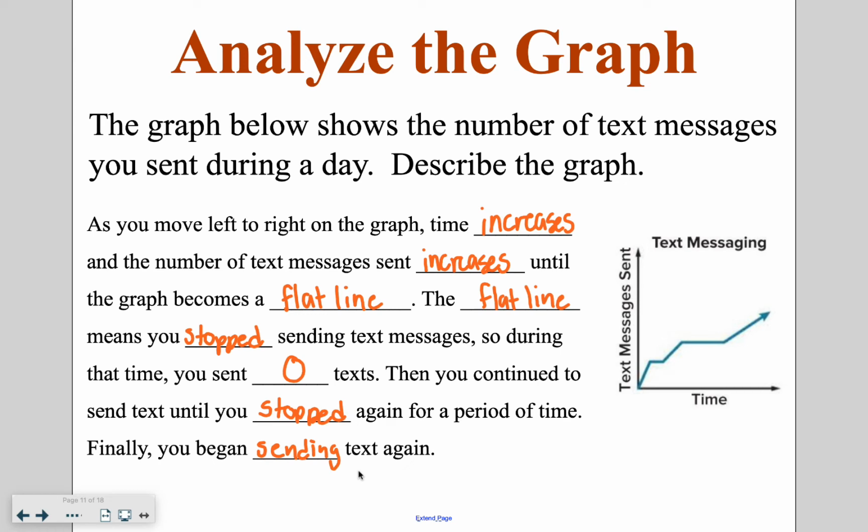As you are looking at this problem and going in and filling out the words, you use do not have to be verbatim exactly what I am saying, but they should at least be synonyms. So the first part is our time is increasing and our text messages are also increasing. Then we get to one of those flat lines, which means you have stopped sending text messages and sent 0 messages during this time window. After that, you continue to send text until you stop again, you reach another flat line, and then you start sending messages again. So looking at those different up, flat line, and then up again.